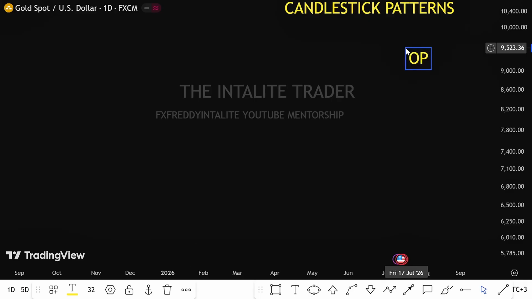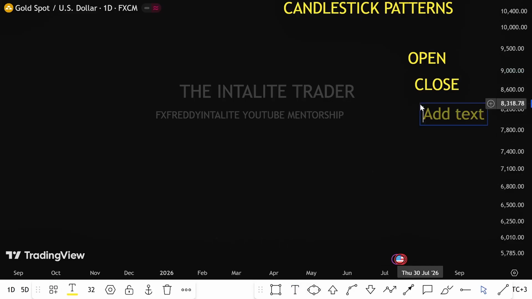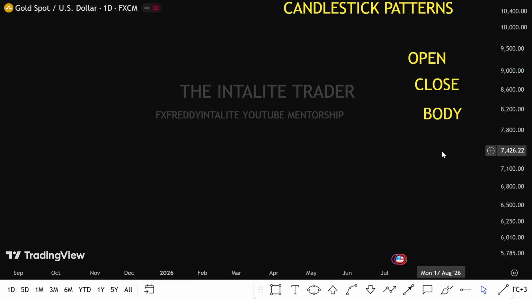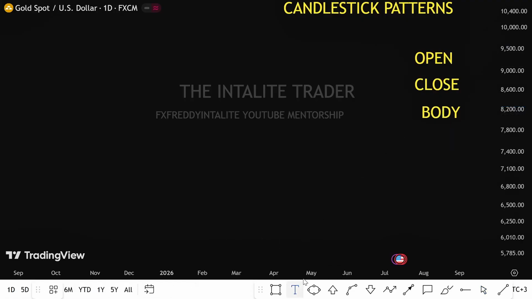We have the open, we have the close, we have the body, and then we have open, close, the body, the high, and then also we have the low.